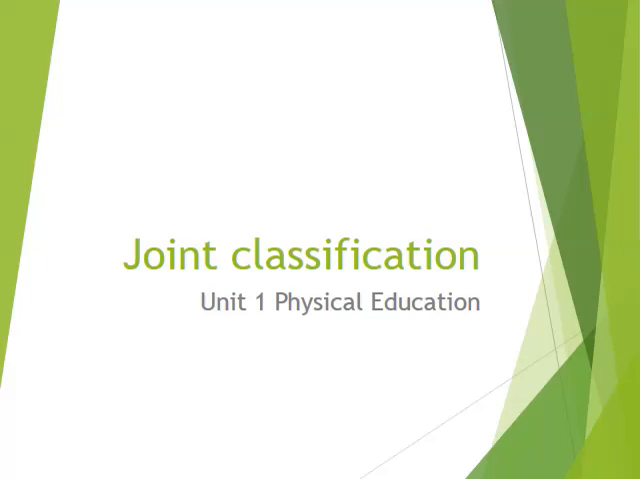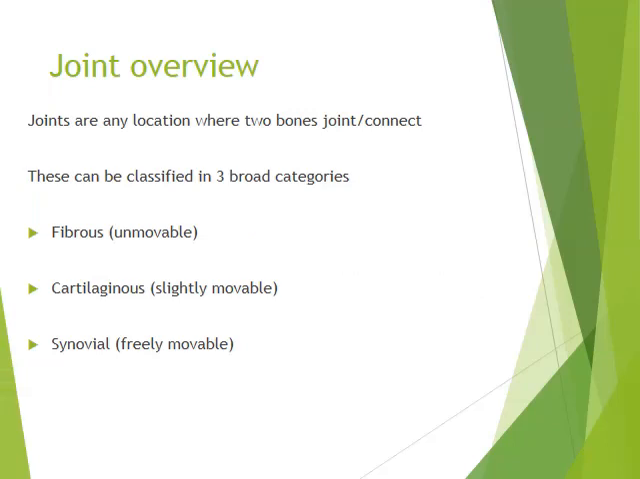This video will investigate how we can classify a variety of different joints. Feel free to pause the video at any stage. A joint is any location where two bones join or connect. They can be classified into three broad categories: fibrous, cartilaginous, and synovial.